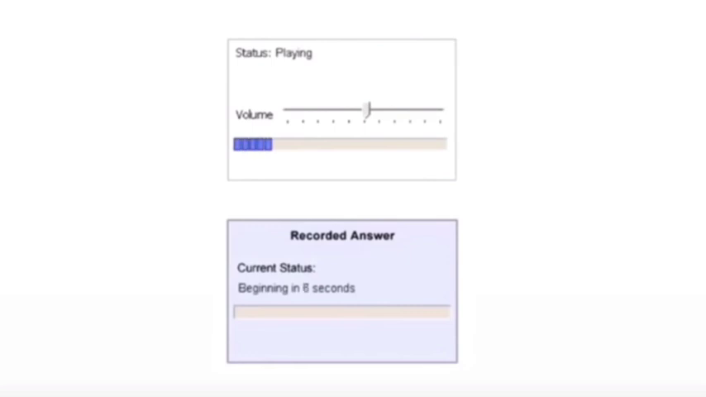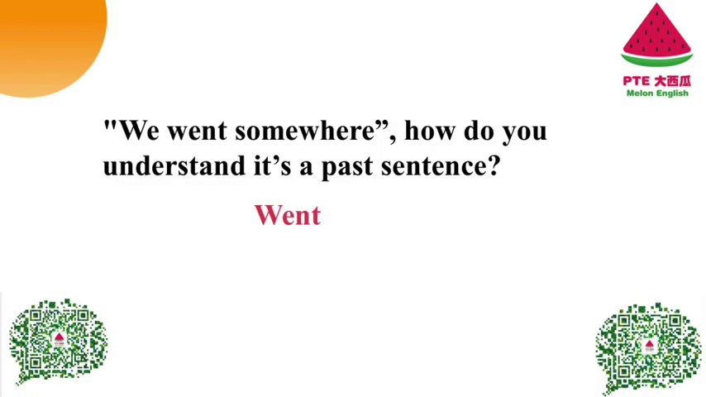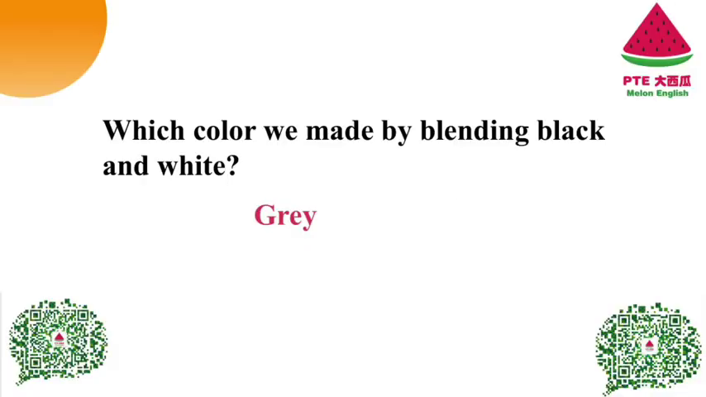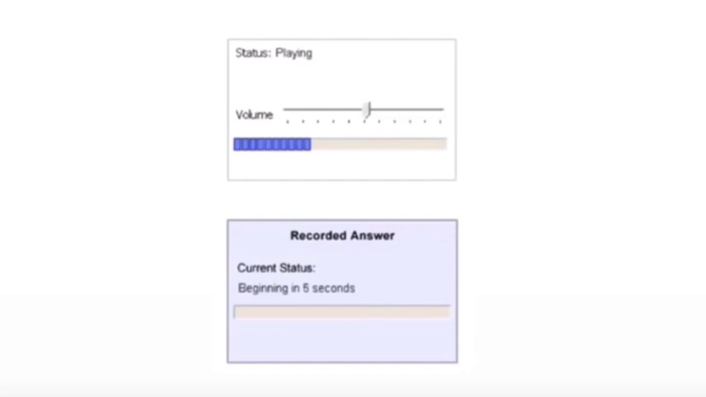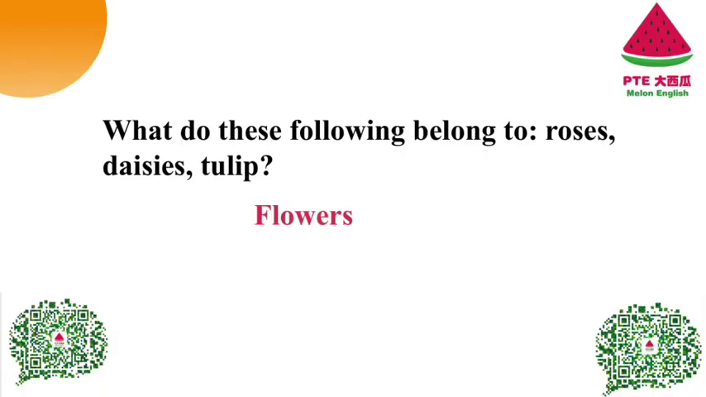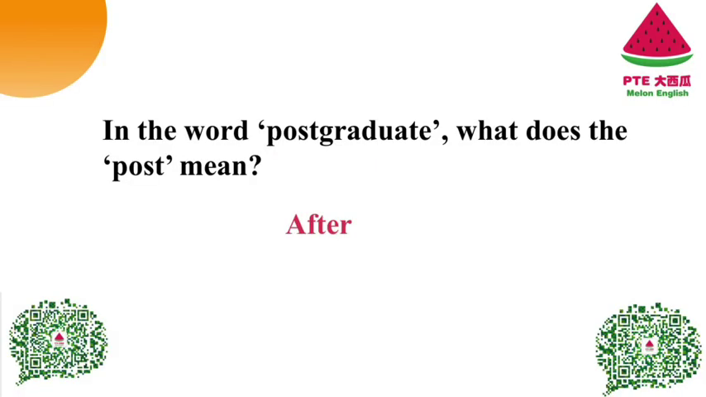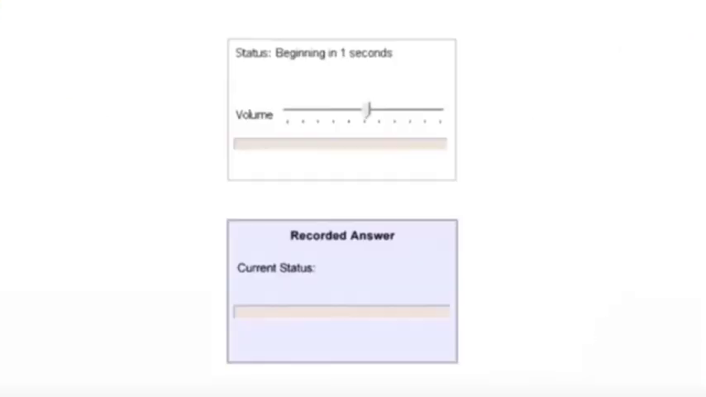We went somewhere. How do you understand it's a past sentence? Went. Which color we made by blending black and white? Gray. What do these following belong to? Roses, daisies, tulip. Flowers. In the word postgraduate, what does the post mean? After. What's the name of the company that produce books? Publisher.